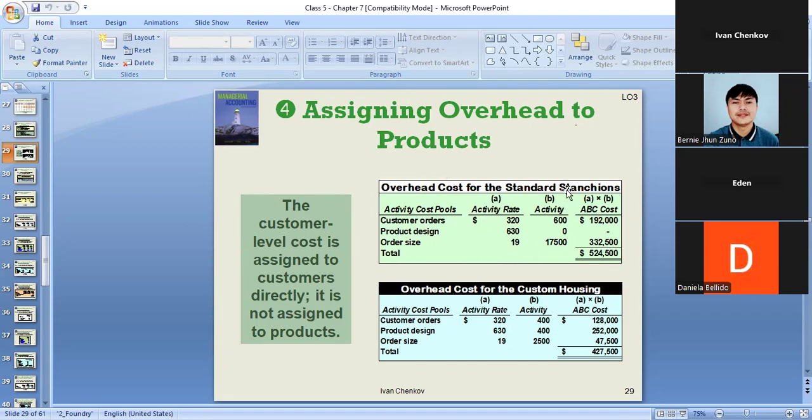So this is the overhead cost for the standard sanction. For the custom housing, now we start chasing. We have 400 custom orders. We have the cost for the custom order. We have 400 designs. We have the cost per design. And we have 2,500 hours. We have cost per hour. And we can come up with the total cost.